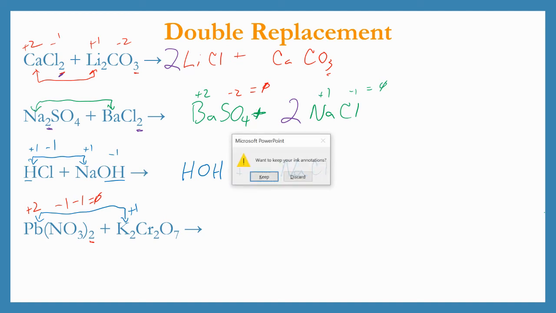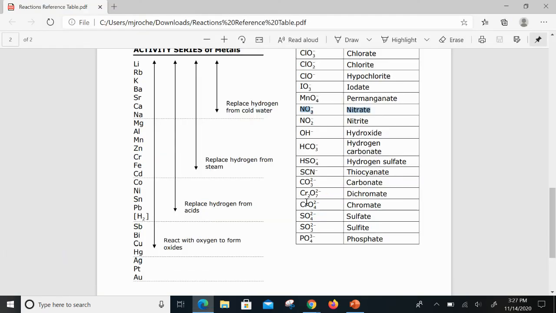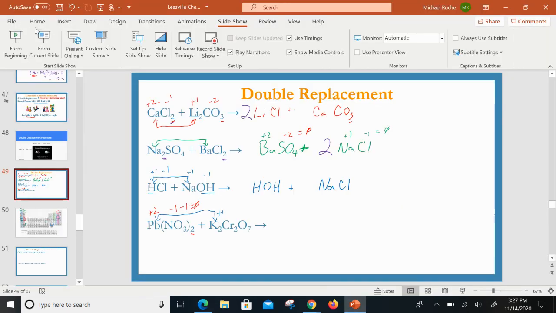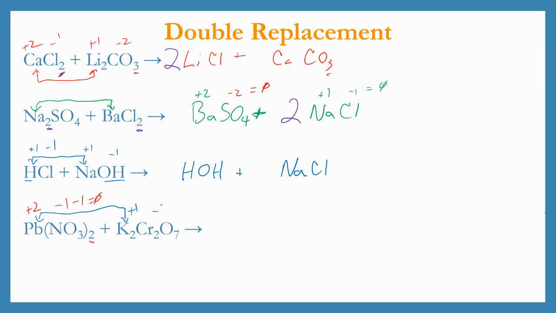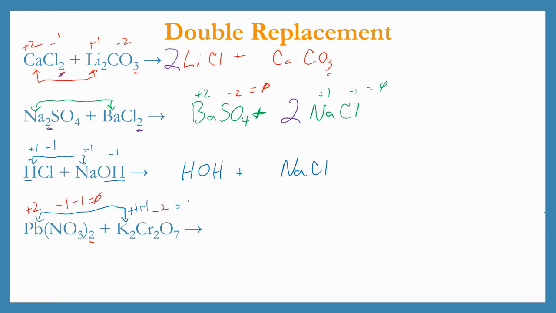Potassium is +1. The dichromate, right here, is -2. So Cr2O7 is -2. That's why it took two potassiums to knock that out to make it 0. All right, so we're going to switch our places. Now the lead is with the dichromate, and the potassium is with the NO3. If this is +2 and this is -2, you only need one of each to neutralize. If this is +1 and this is -1, you only need one of each to neutralize.